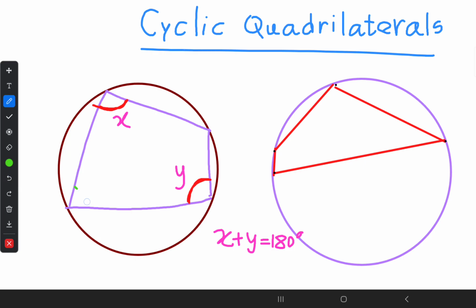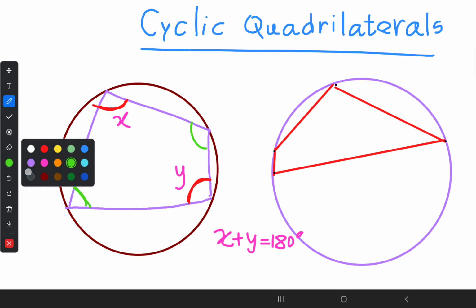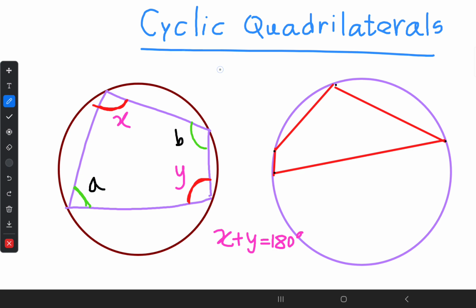Not this pair only. There are two more opposite angles in a cyclic quadrilateral, which should also be supplementary angles. For example, here these are two opposite angles in a cyclic quadrilateral. I'll name this one A and this one B. So the sum of A and B will give you 180 again. This is the first theorem we need to study in cyclic quadrilaterals.